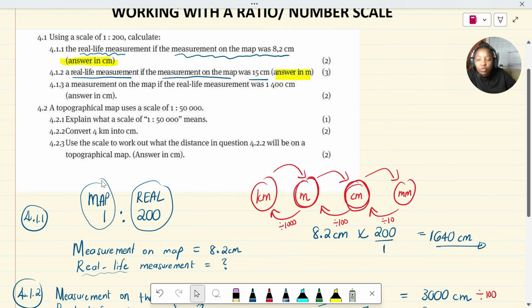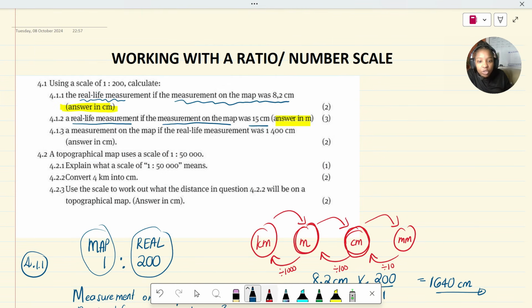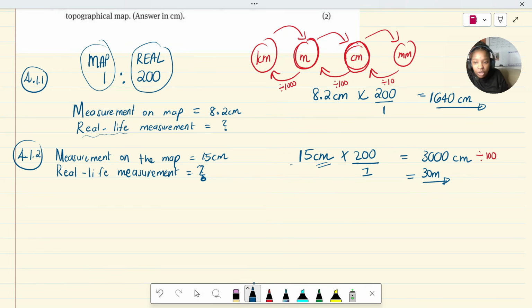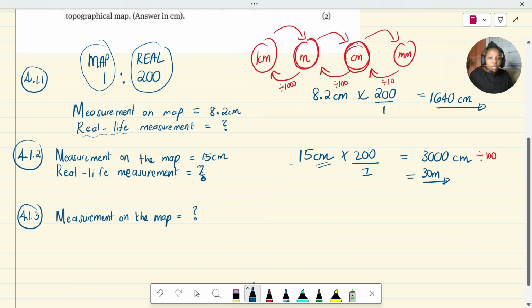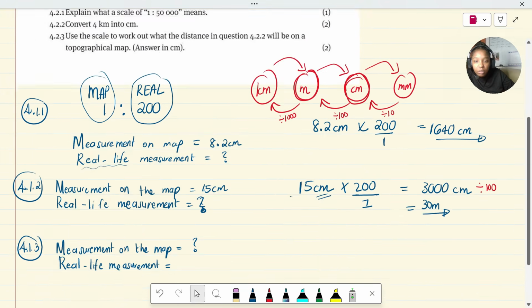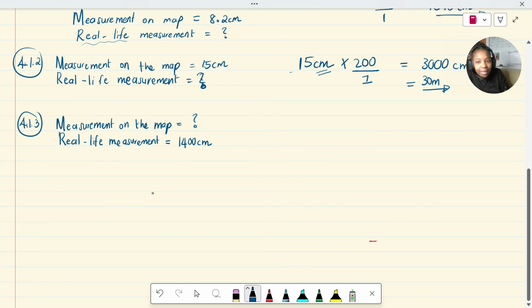Okay, let's have a look at question 4.1.3. It says, what is the measurement on the map? So now we want the measurement on the map. We want to calculate the measurement on the map if they tell us that the real life measurement is 1,400 centimeters. So write down there, measurement on the map, question mark. That is what we want. Then we are given the real life measurement. It's equal to 1,400 centimeters. So what is the measurement on the map?